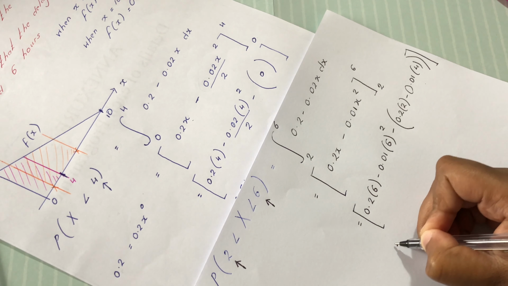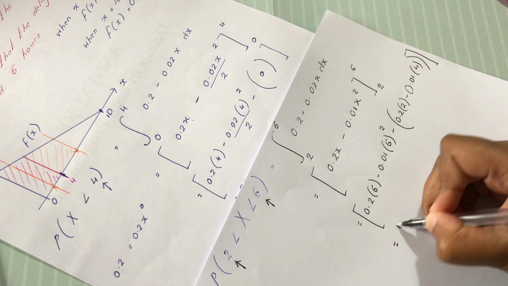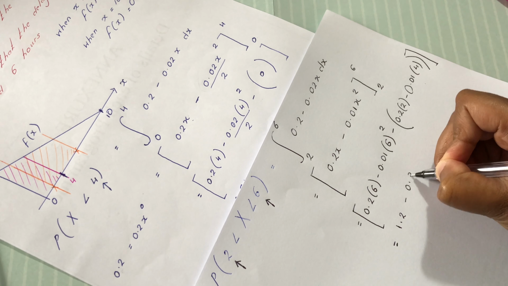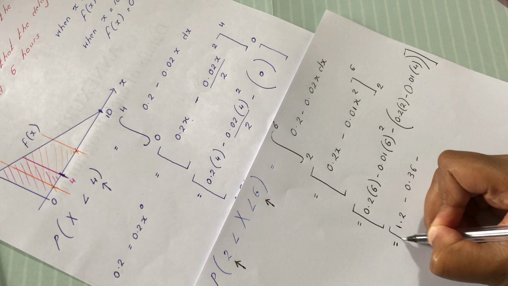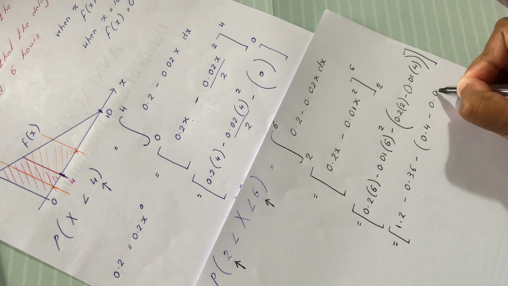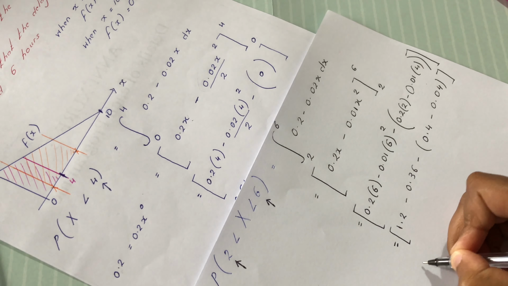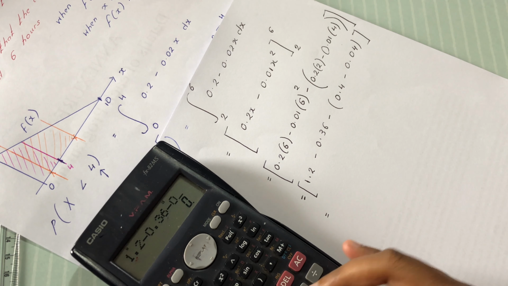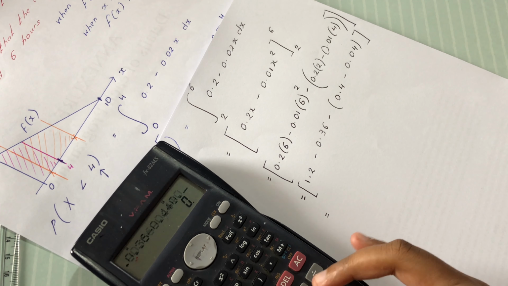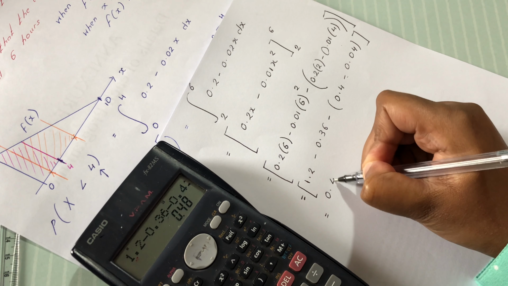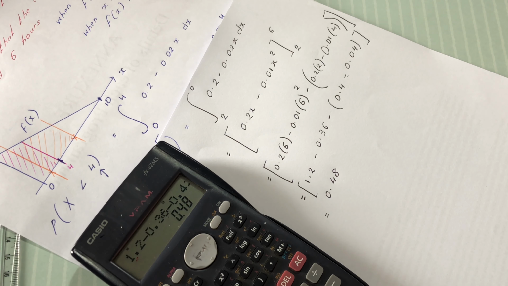We simplify. We have 1.2 minus 36 times 0.01. We have 0.36 minus 0.4 minus 0.04. Simplify, we have the answer 1.2 minus 0.36 minus 0.4 plus 0.04. Minus times minus is plus. So the answer is 0.48. So there we have it, the probability that the delay will be between 2 and 6.